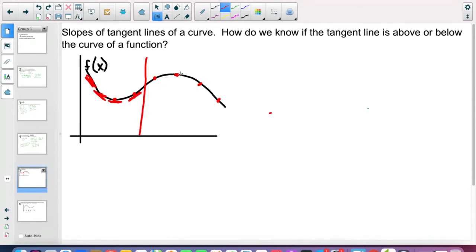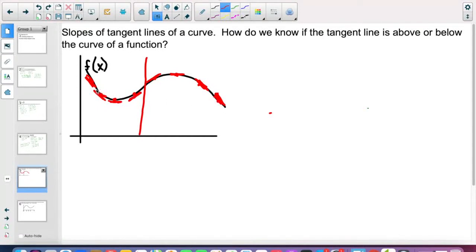Look at what happens on this side. This tangent line is a positive slope. At the maximum, it's a zero slope. Here, the tangent line is a fairly gradual negative slope. And here, the tangent line is a rather steep negative slope. So if you look at the lines that are drawn above the curve, those slopes are gradually decreasing.